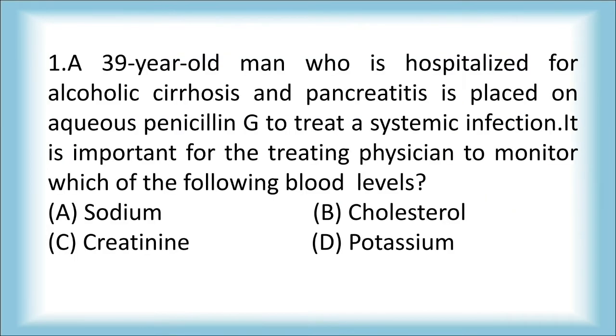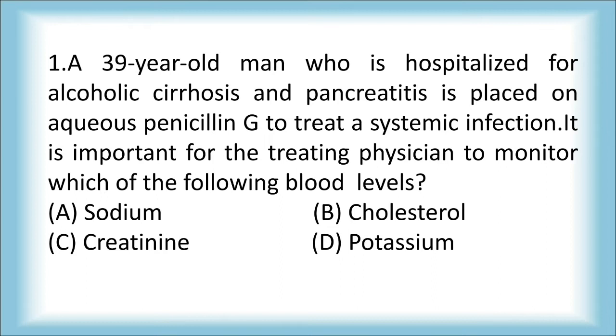Here we start. The first question: a 39-year-old man who is hospitalized for alcoholic cirrhosis and pancreatitis is placed on aqueous penicillin G to treat systemic infection. It is important for the treating physician to monitor which of the following blood levels. Option A sodium, option B cholesterol, option C creatinine, option D potassium.